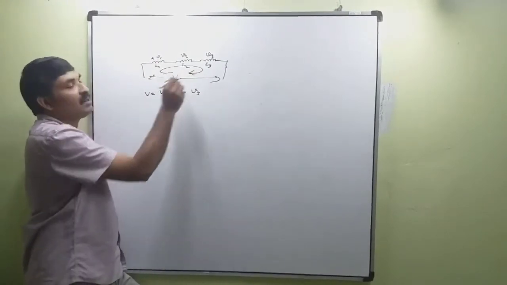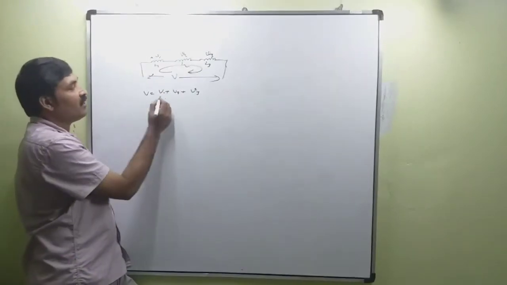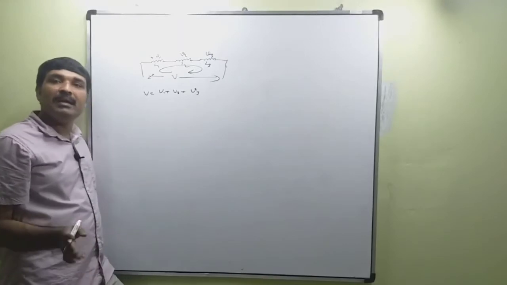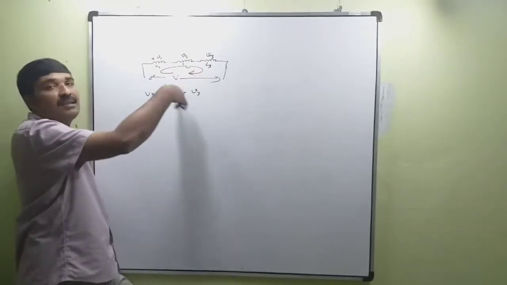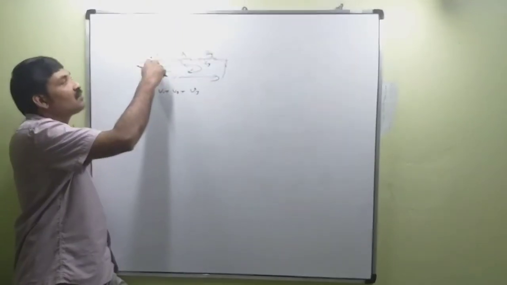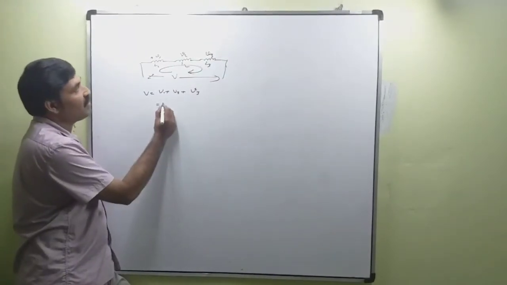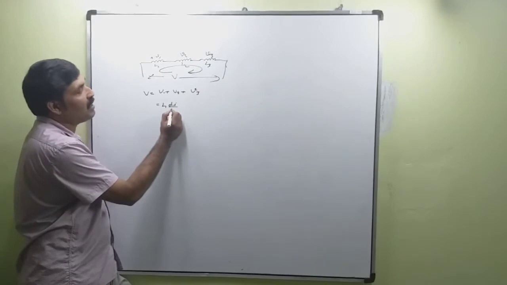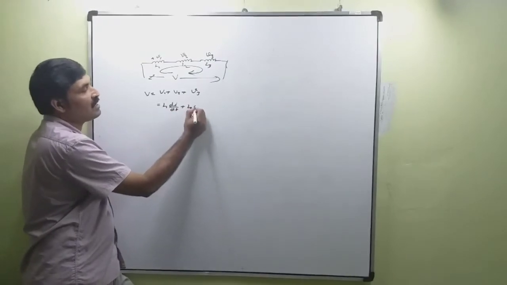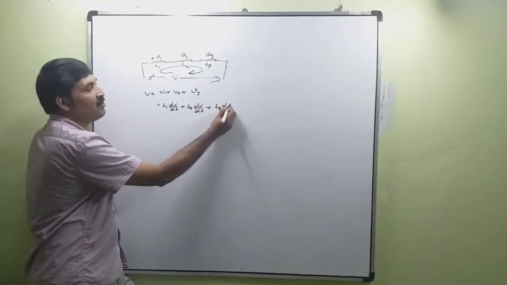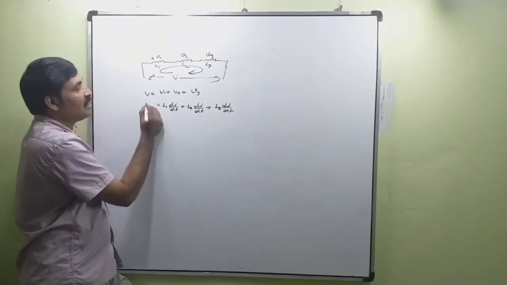This is the direction of current. Now we know that voltage across an inductor is equal to L di by dt. Since this is a series connection, current is the same through all inductors. So V1 is equal to L1 di by dt plus L2 into di by dt plus L3 into di by dt. That is equal to V.